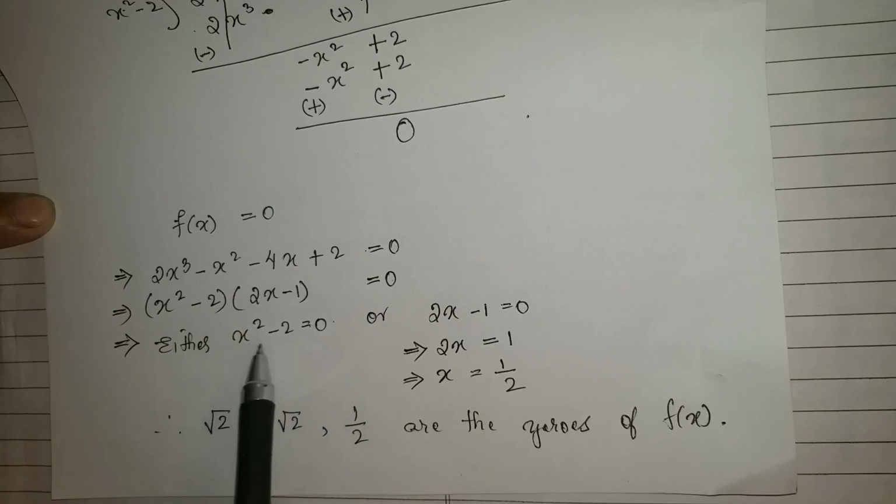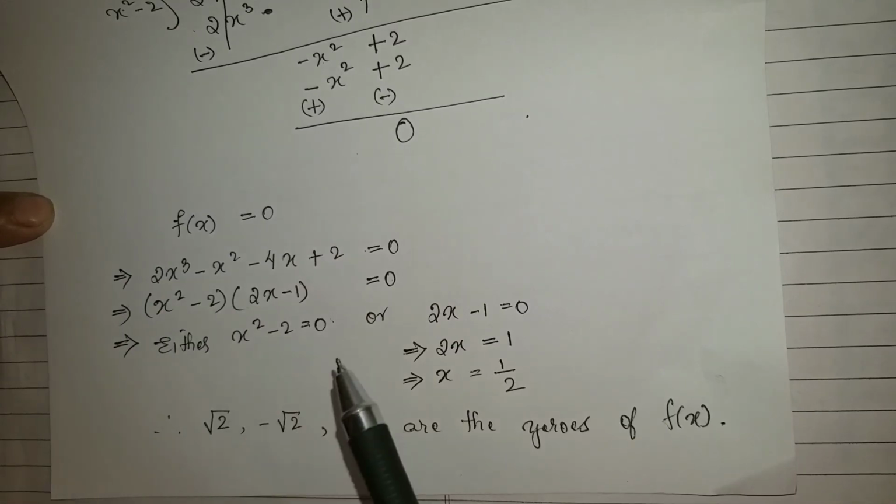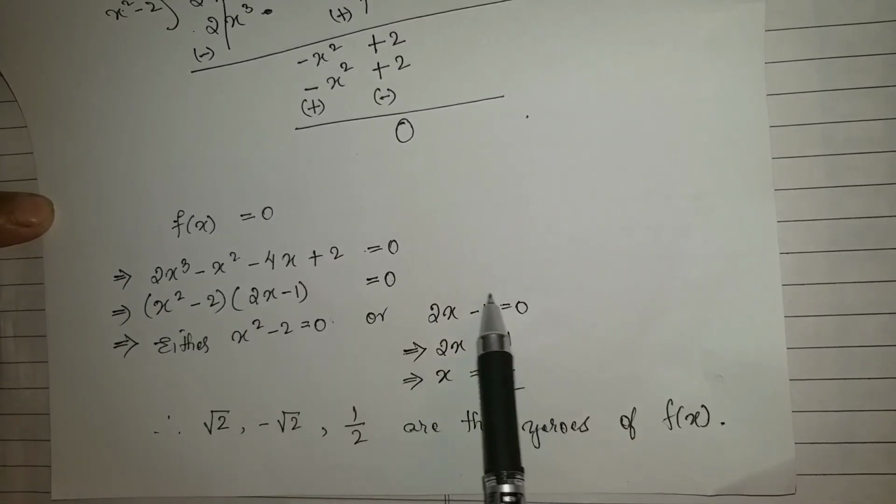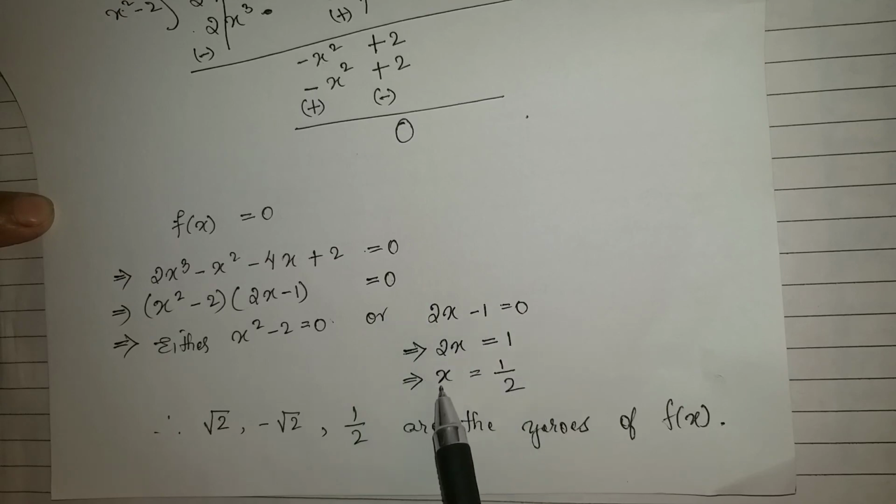If we solve this equation, then we will get the two given zeros, that is root 2 and minus root 2. The third zero, we will get from this equation. After solving, we will get x is equal to 1 by 2. This is our third zero. Therefore, all the zeros of the given polynomial are root 2, minus root 2 and 1 by 2.